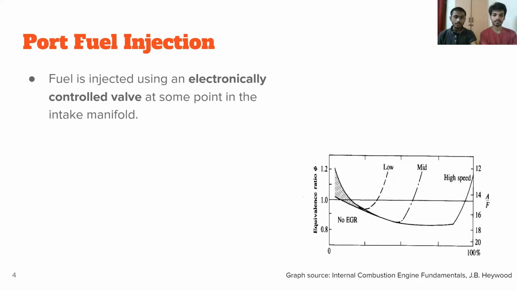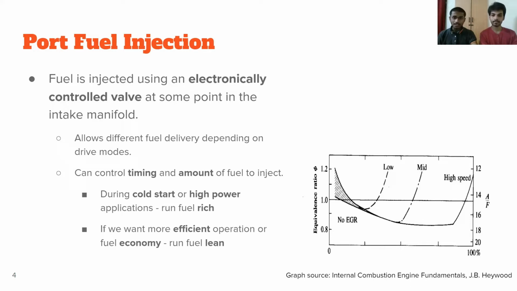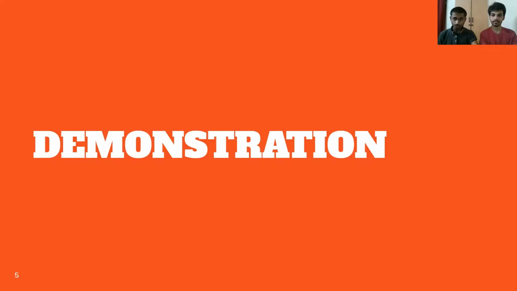This curve shows the typical demand of equivalence ratio when we are slowly increasing the intake airflow rate. As you can see, the demand is quite different. At low flow rate, we need a high equivalence ratio, and at high power also we need a high equivalence ratio. This is something that can easily be done with port fuel injection. We can control the timing and the amount of fuel to be injected according to the drive mode of the vehicle. As I said, we can run fuel rich during cold start and high power applications. Similarly, if we want more efficient operation or fuel economy, which is basically in the middle region of this curve, we can run fuel lean also.